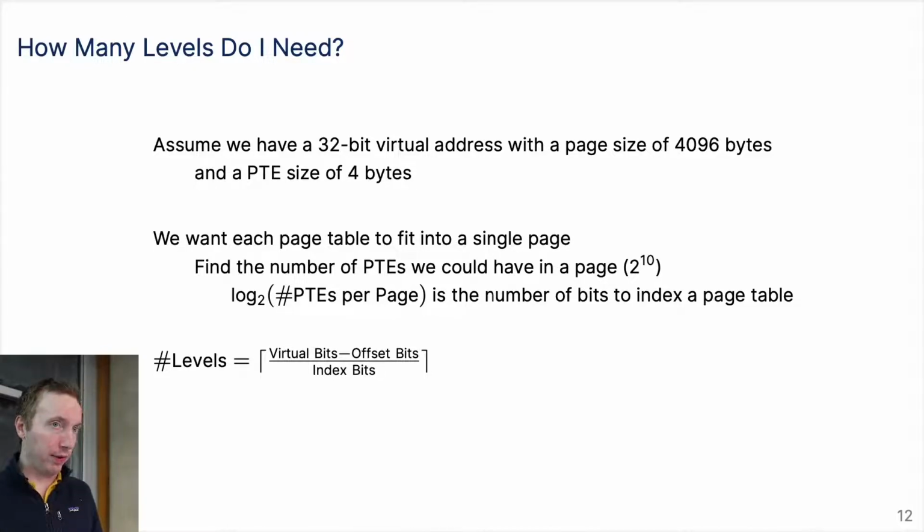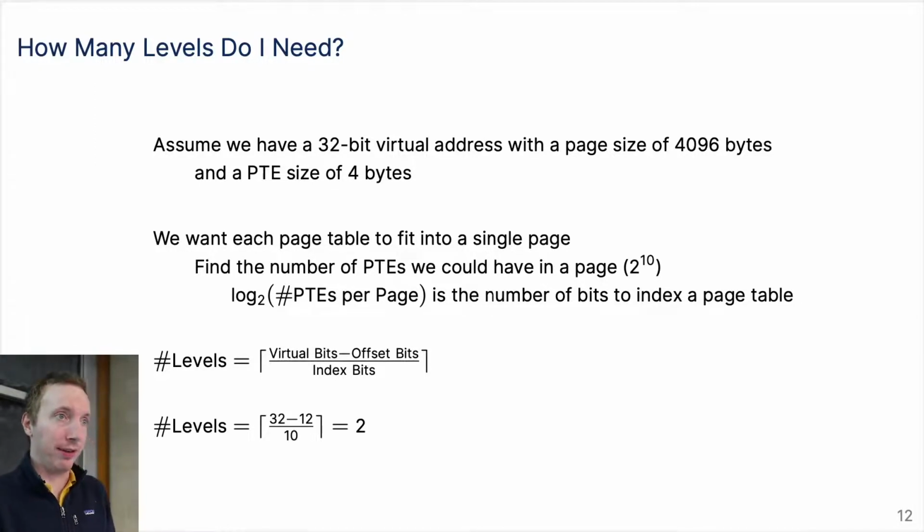And then you just divide by the total number of index bits, and then you essentially round up. That's what that ceiling operator is. So in this case, for this question, we would have 32 minus 12, so that is 20 divided by 10. In this case, luckily, it is nicely divisible, and that is equal to 2.